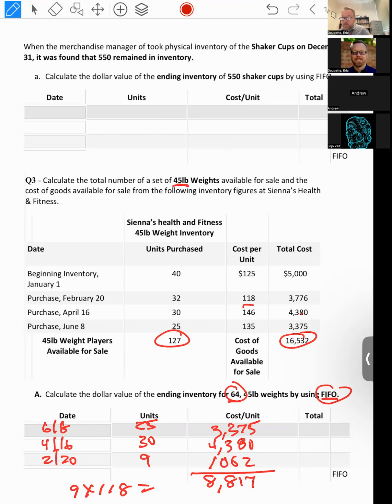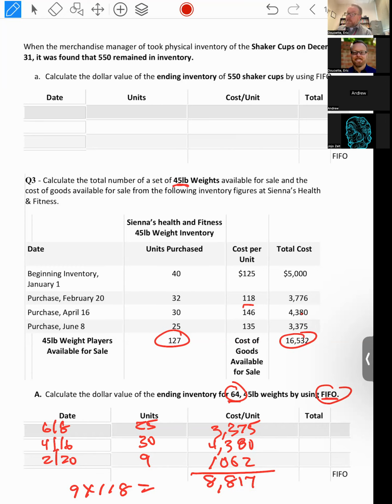So there's FIFO, first in, first out. When you're considering your ending inventory, you're always going to start with what you put in there last, because if you sold what you put in there first, it's gone. So what you have left is what you put in there last, and that's going to be the most recent date. In this case, June 8th would be the most recent.